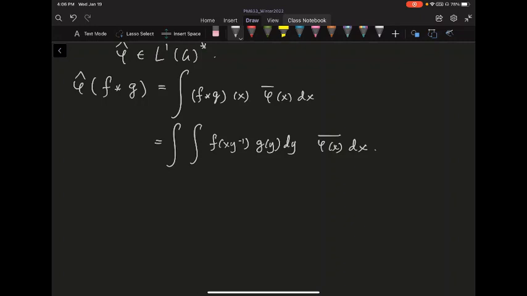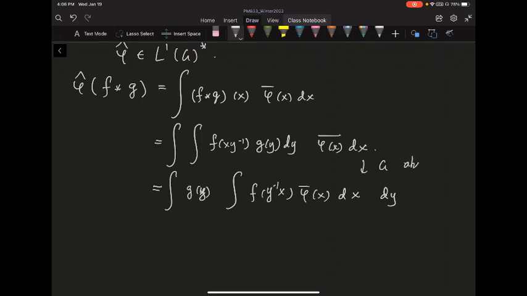And you do the standard trick: you change the order of integration. Let's do the integral in x first, so let's put g of y outside, and you're integrating f of x y inverse phi bar of x dx, and then dy. Because your group here is abelian, it doesn't really matter whether you put y inverse on the left or on the right. Let's pretend the y inverse is on the left. In general you can't do this, but because everything is abelian, I can do y inverse x instead. So this is by G abelian.